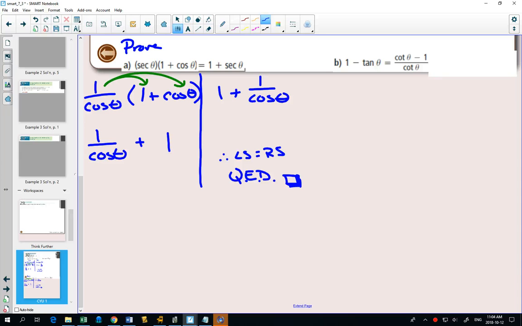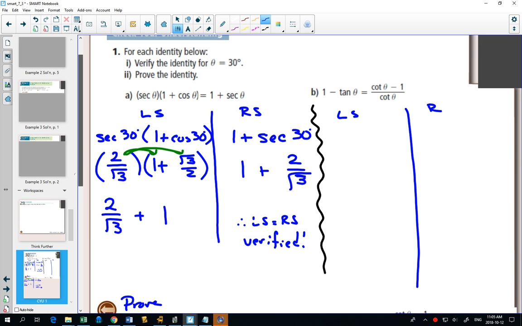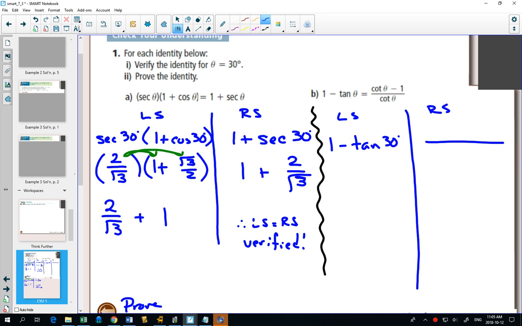For part B, first of all, it says verify. So again, I'll put my left side and my right side, and it's for 30 degrees. So on my left side, I have 1 minus tan of 30 degrees. On my right side, I have cotangent of 30 degrees minus 1 over cotangent of 30 degrees.